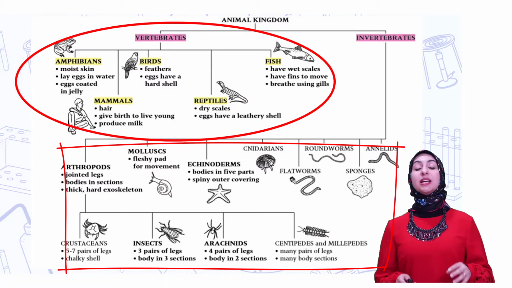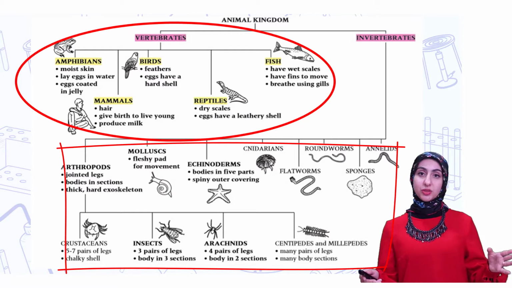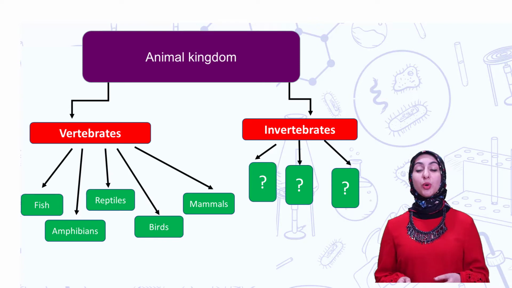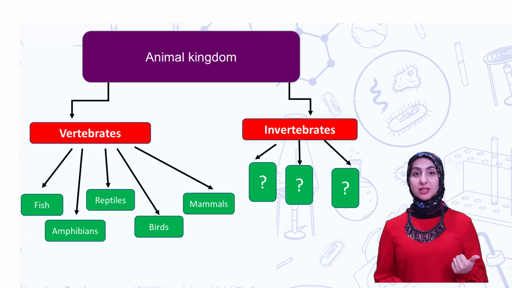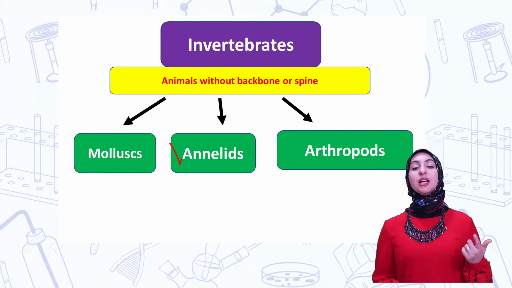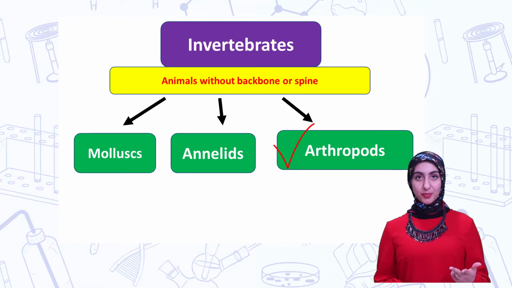And as you can see, it is divided into many groups. But today we are going to explore only 3 groups of the invertebrates. What are these groups? Number 1, mollusks. Number 2, annelids. Number 3, arthropods.